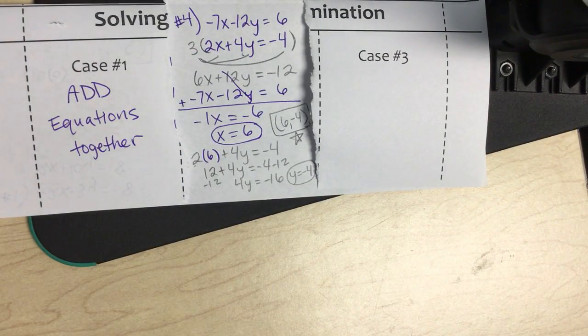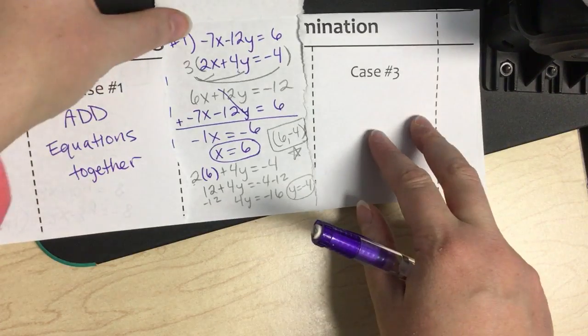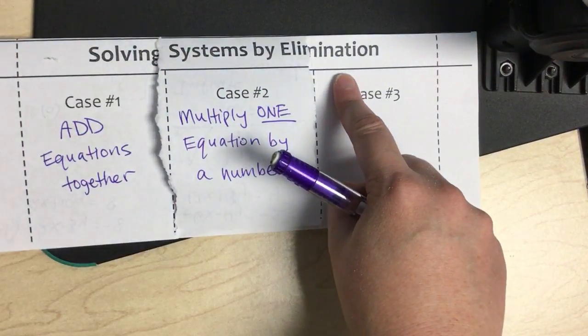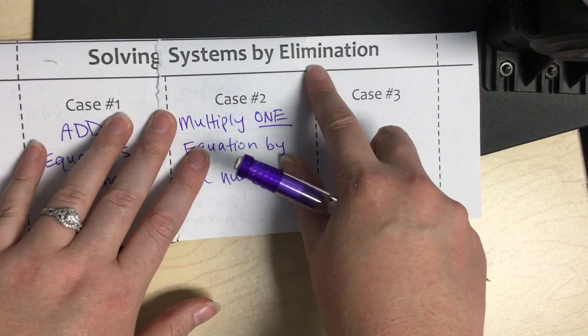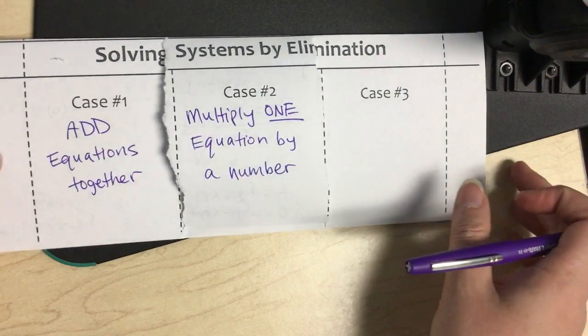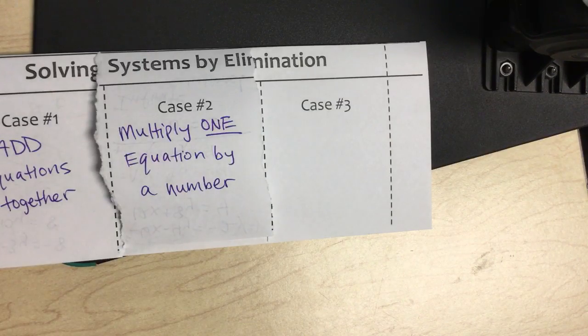All right, looking good. Remember, the name of the game is elimination, and the only way that can happen is if the numbers are the same, but one's positive and one's negative. All right, you ready for case number 3? Case number 3 is the most challenging one because it requires the most work.